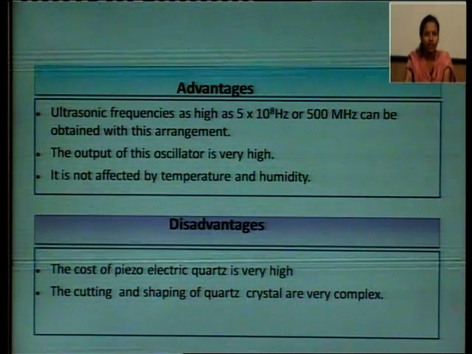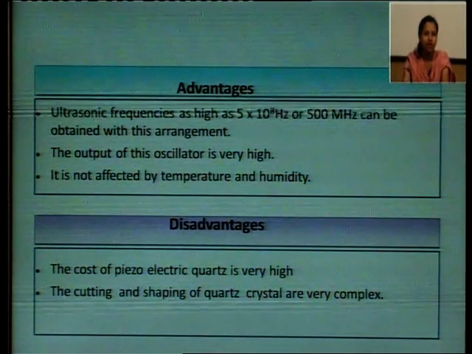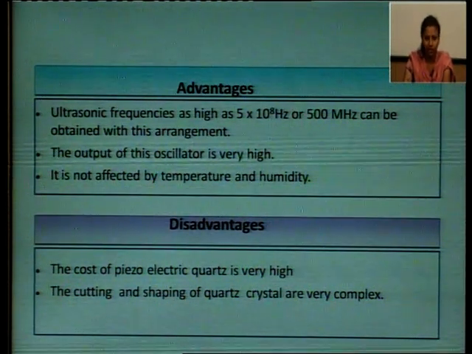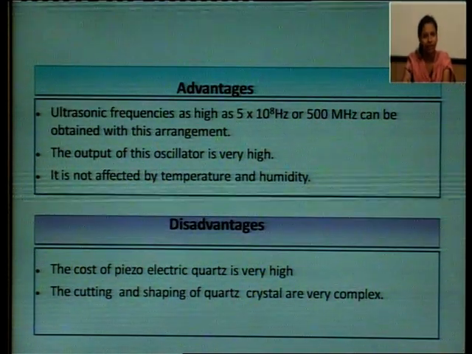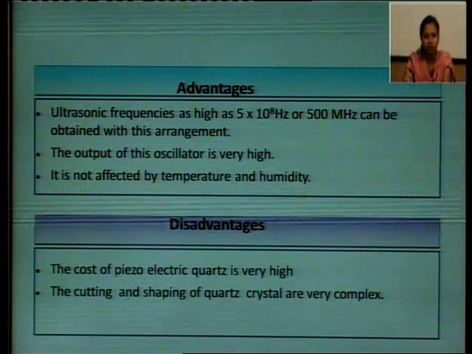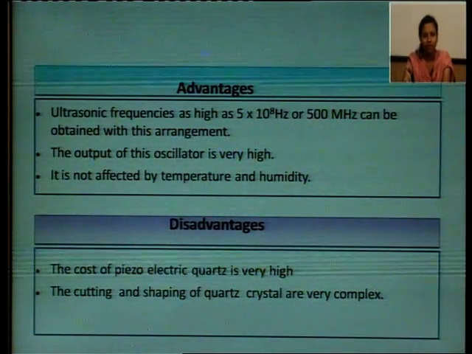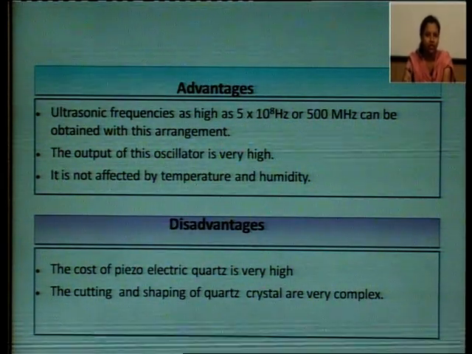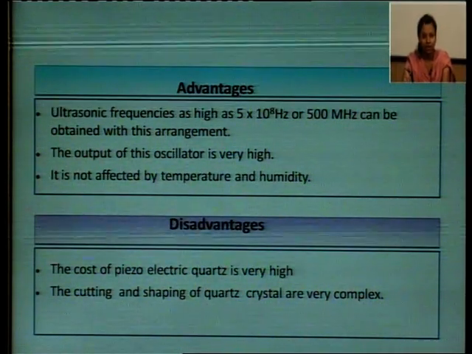So these two methods are used to produce ultrasonic waves. The first one is magnetostriction and the second one is electrostriction. The first method is based upon the magnetic field. With the help of a magnetic field, we can vibrate the rod. But in the second method, we are using a crystal based upon the inverse piezoelectric effect. So in the second method, we are applying an electric field, and with the EMF the crystal will start vibrating and produce ultrasonic waves.